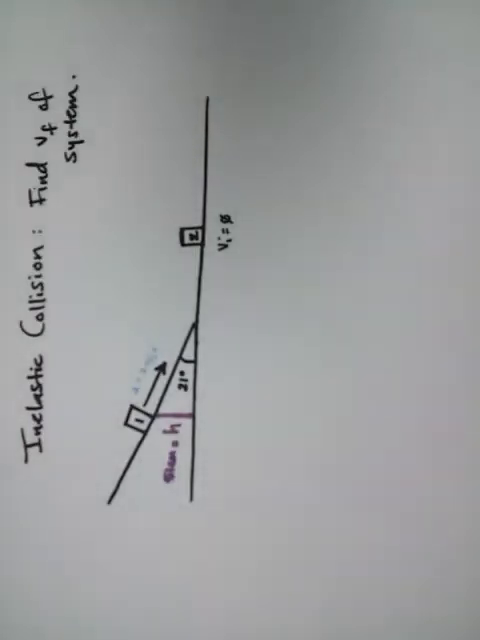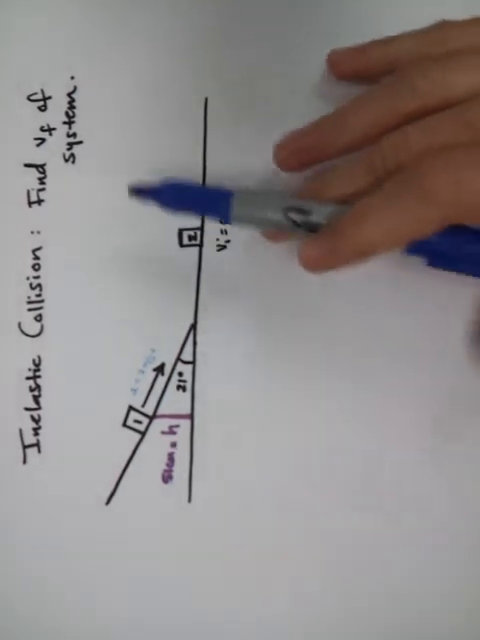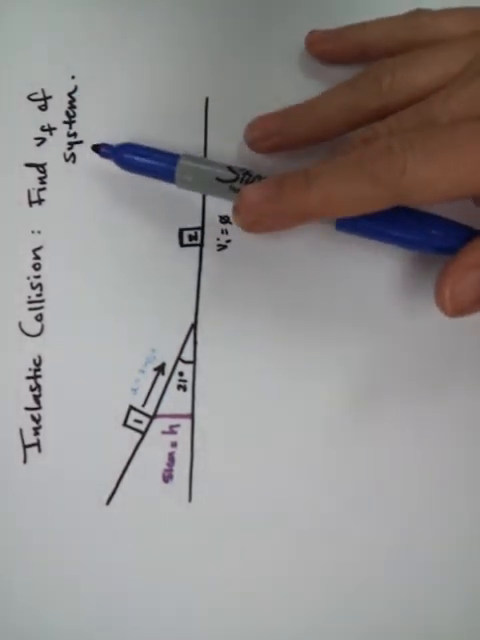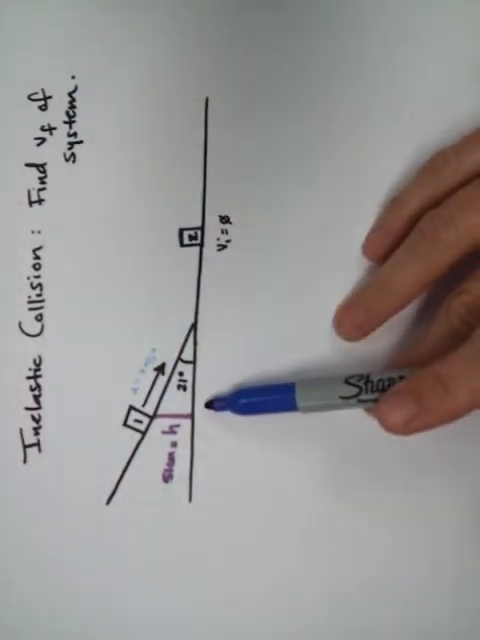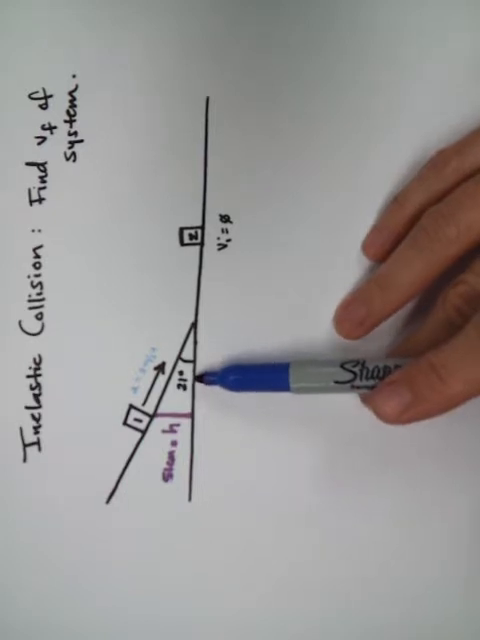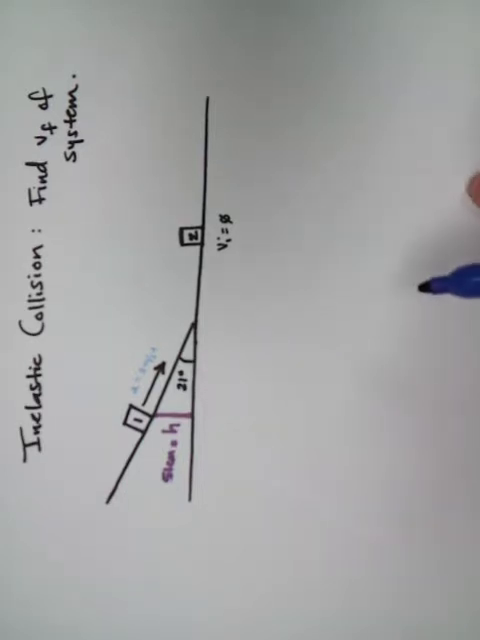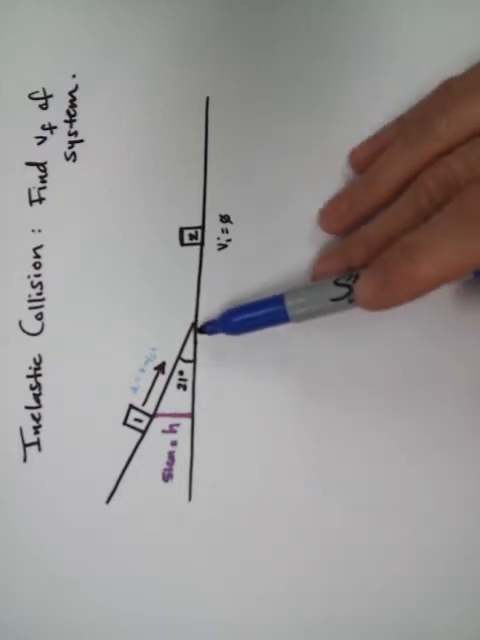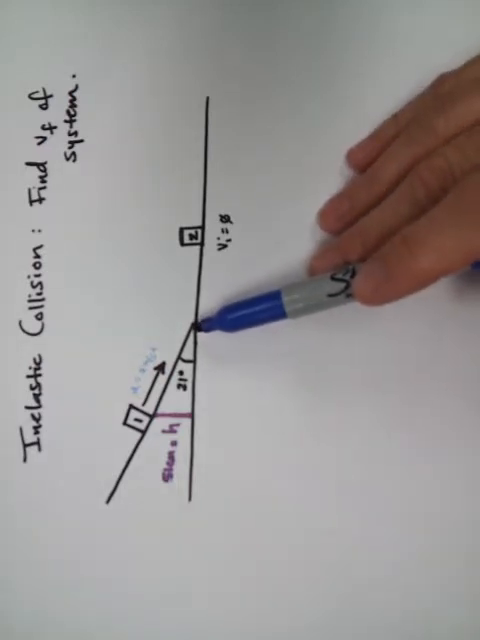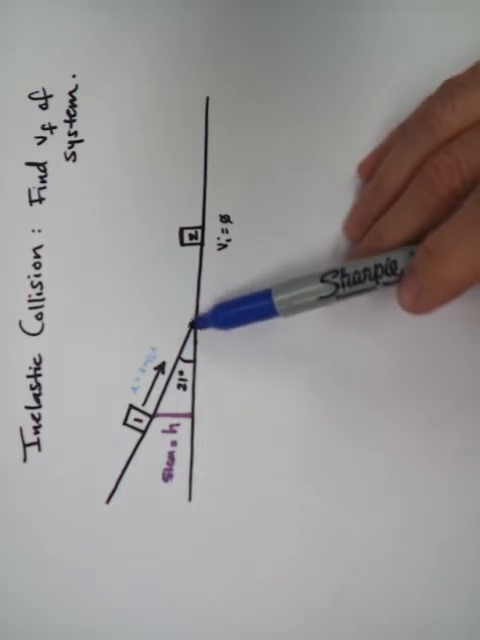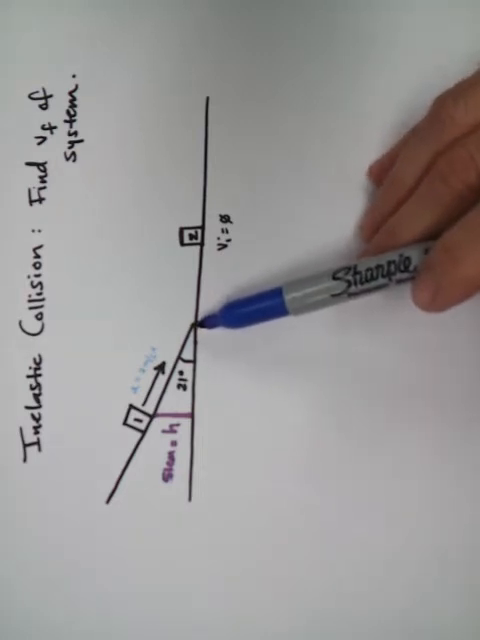Here is a question regarding inelastic collisions and finding the VF of the system. Now we're using an inclined plane just to add a layer of complication, but it's going to be the same old thing. In order to really be able to answer this question, we're going to try to figure out what the final velocity is at the bottom of the inclined plane.